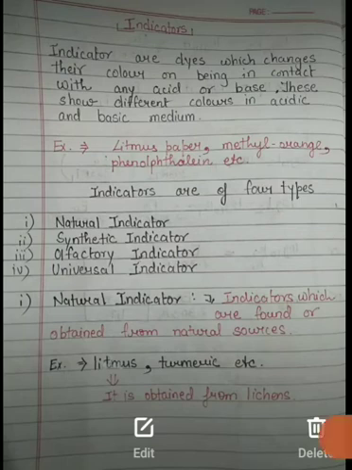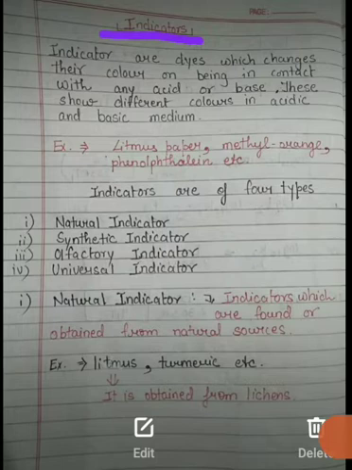Good morning students. Today we will discuss indicators, and this will be the fourth video lecture for chapter 2, that is acids, bases and salts. As we are going to deal with indicators, you can understand this from their name, indicator: something which indicates. So what will be the indicator? Indicators are simply dyes which change their color on being in contact with any acid or base.